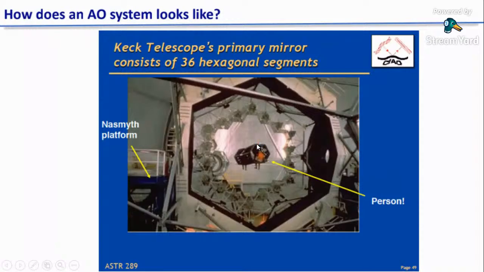So this is a person. You can see how large the aperture of this Keck telescope is. Keck is a 10-meter telescope. It contains 36 hexagonal segments, so it is very large. One segment is about 1.4 to 1.5 meters, so it's very large compared to a normal human being.